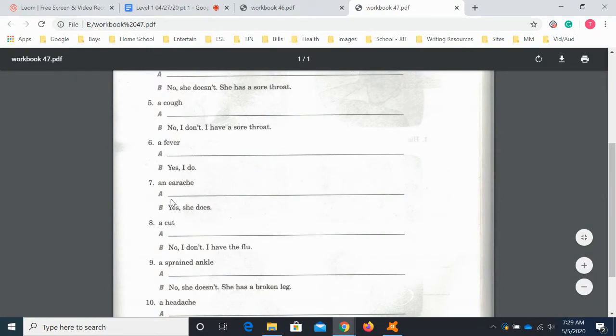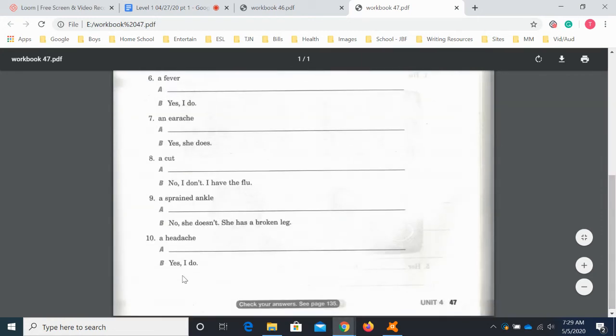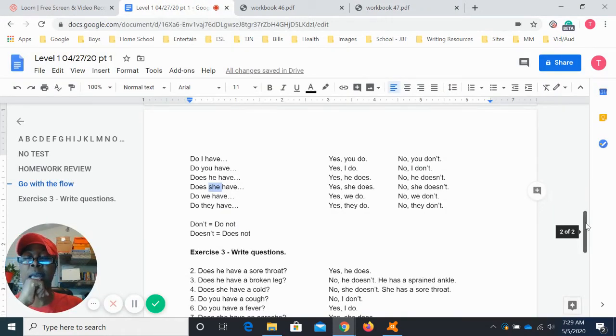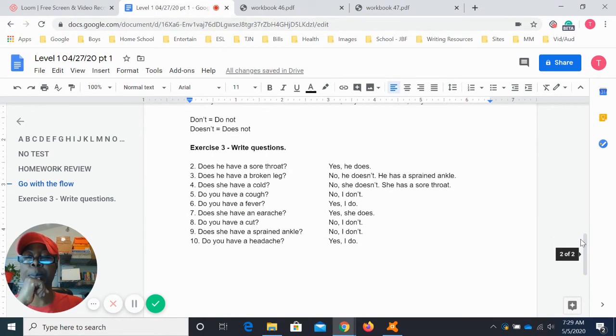Number 7, an earache. She is our subject. Number 8, a cut. You is our subject in the question, since I is our subject in the answer. Number 9, she is our subject. And number 10, again, you is our subject since I is the answer. So let me come to the page where I actually have the answers written down, and we will go through each one.